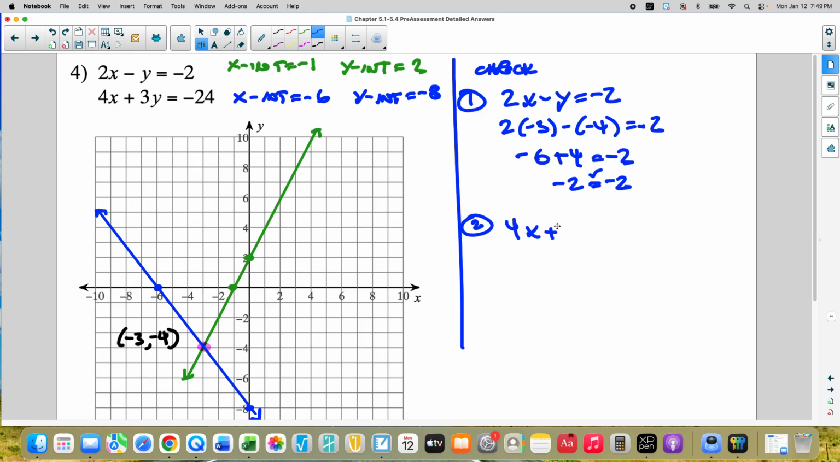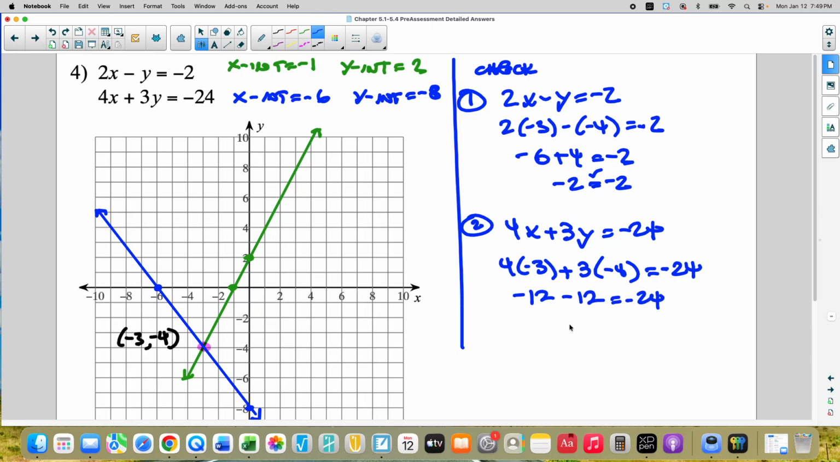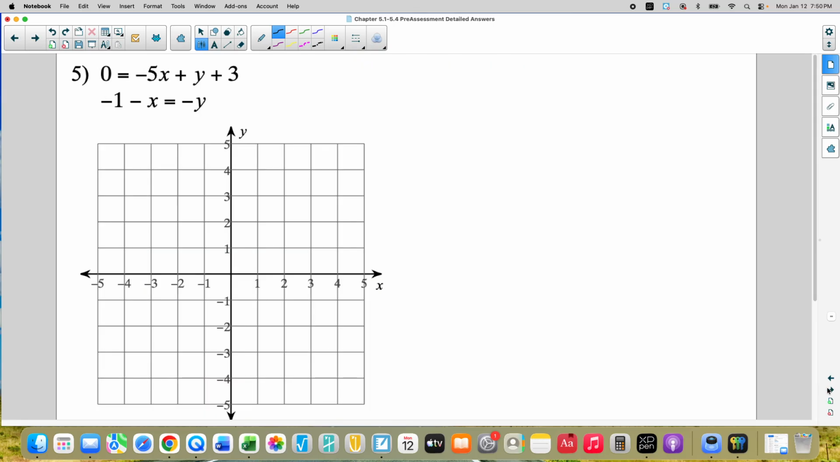4x plus 3y equals -24. Let's plug in our x value, plug in our y value, and simplify. -12. This is going to be -12 also. -12 and -12 is -24. And yes, that checks out. So I know my solution is -3, -4.